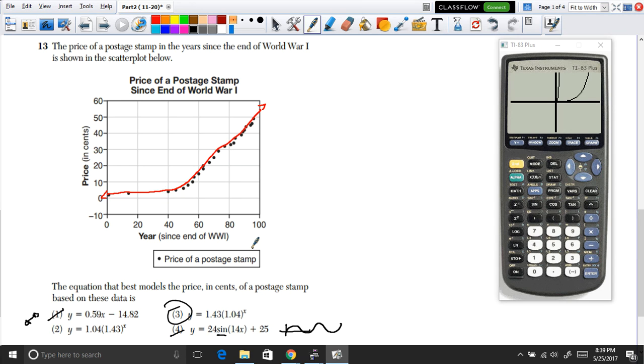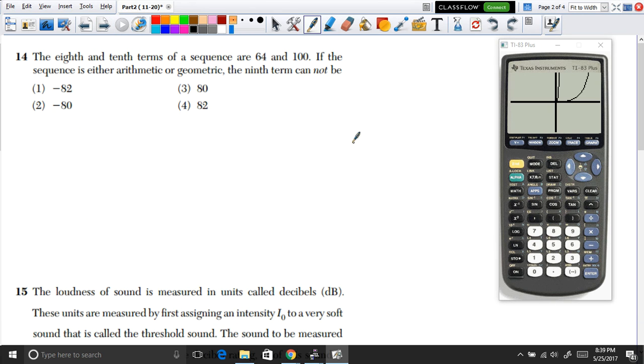Okay, well now, let's look at the next problem. All right, so now, let's quit this. All right, so let's see. Question 14, it says the 8th and 10th term of a sequence are 64 and 100. If the sequence is arithmetic or geometric, the 9th term cannot be, so we're looking for what it cannot be.